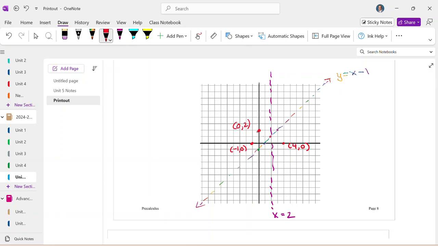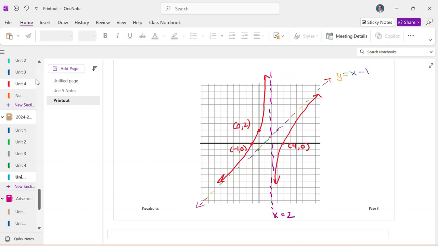All right, so here, this goes up towards the vertical asymptote. Then it goes down towards the slant. And then here it goes down towards the vertical asymptote and up towards the slant. And there you go. There's our graph.